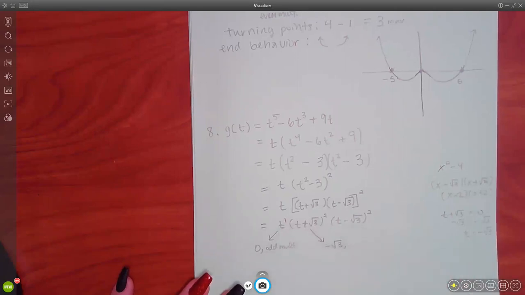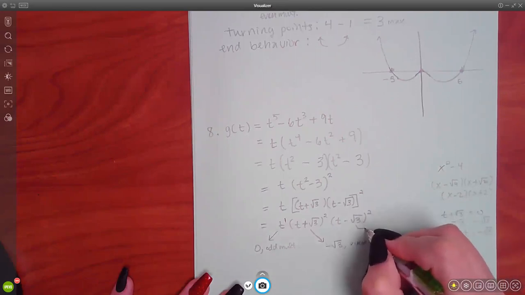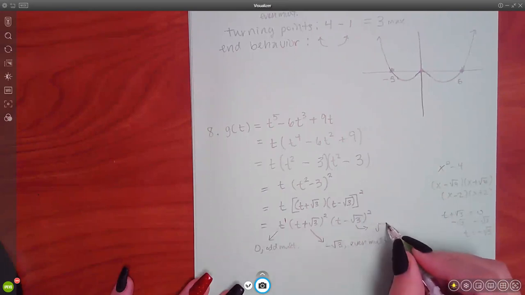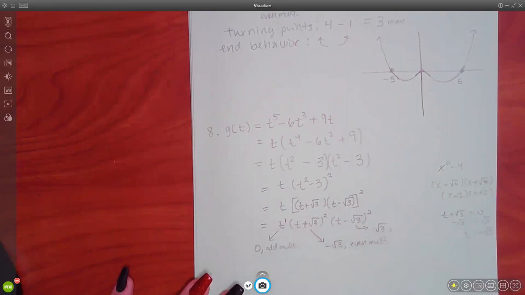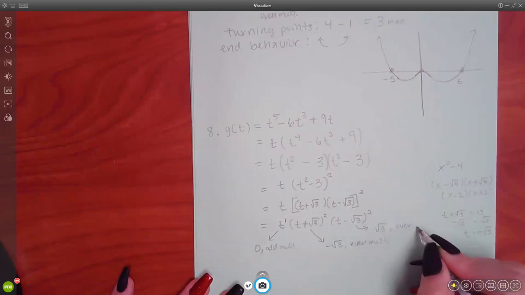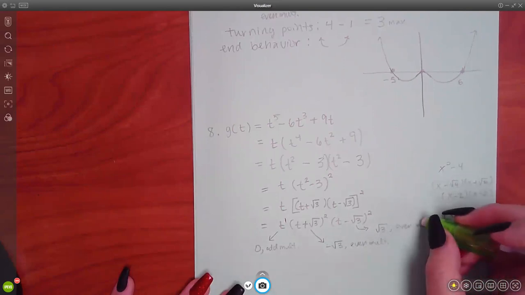But what is its multiplicity? Even, because it's got a square, right? So that means it's going to have even multiplicity. And then finally, the last one, if it's negative in here, then the zero itself is positive, right? So this would be positive square root of 3. And what kind of multiplicity? Also even, yep, because of the little 2. Oops, cross the L instead of the T.